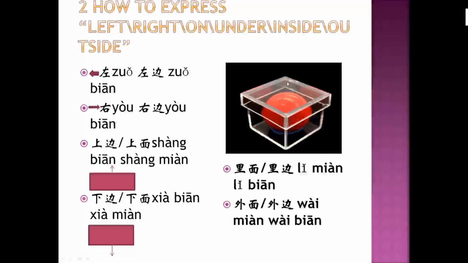Look at this picture, and there is a red ball in the box. So how to say inside? 里面, or 里边. So outside, 外面, or 外边.